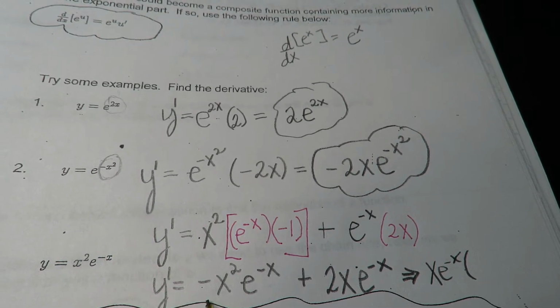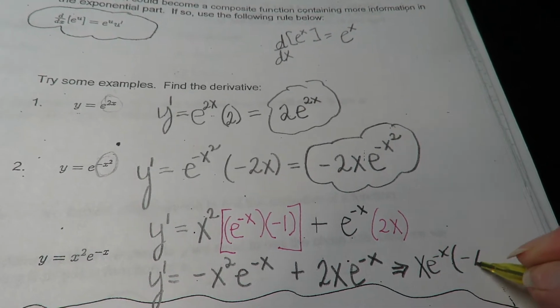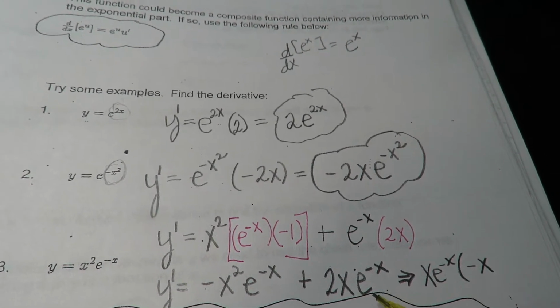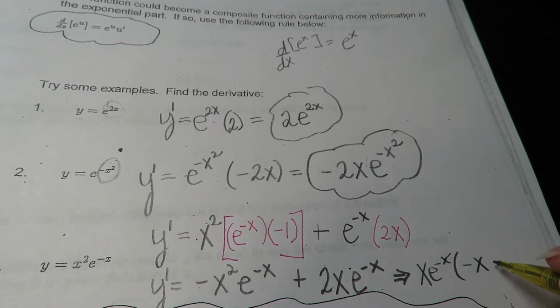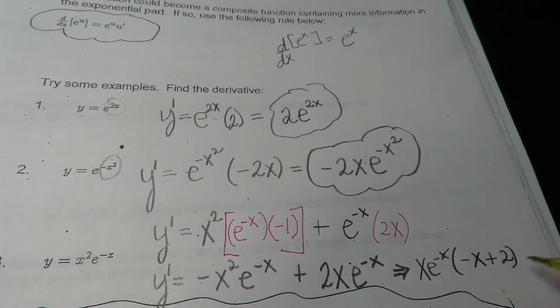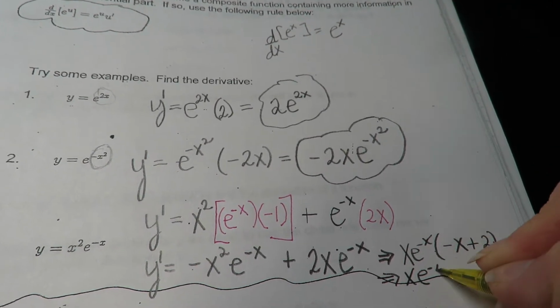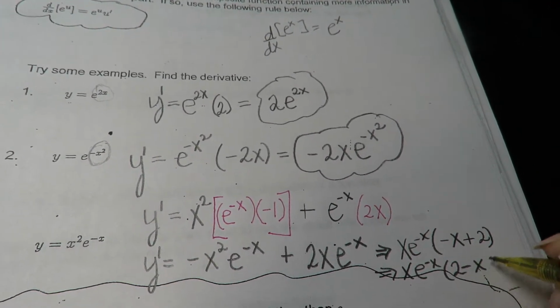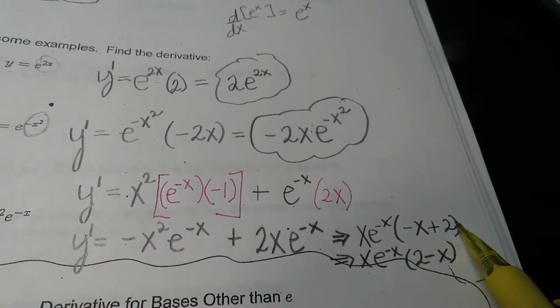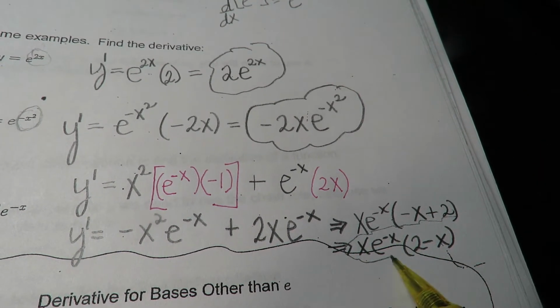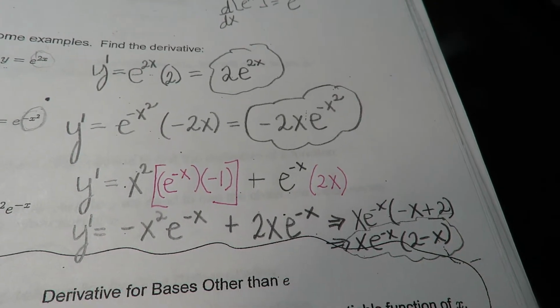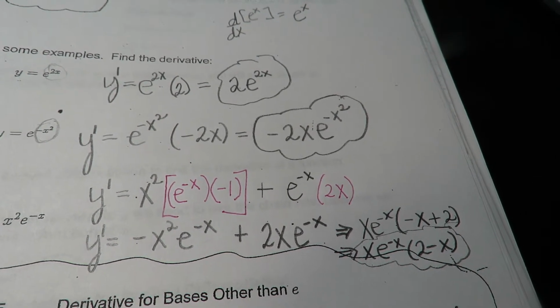So in the front here we would have been left with negative x, and in the back part we would have been left with plus 2. So when it comes out like that, it actually looks better if you write it as 2 minus x, but it doesn't matter. Okay, so you just want to simplify that a little bit and get something like that.